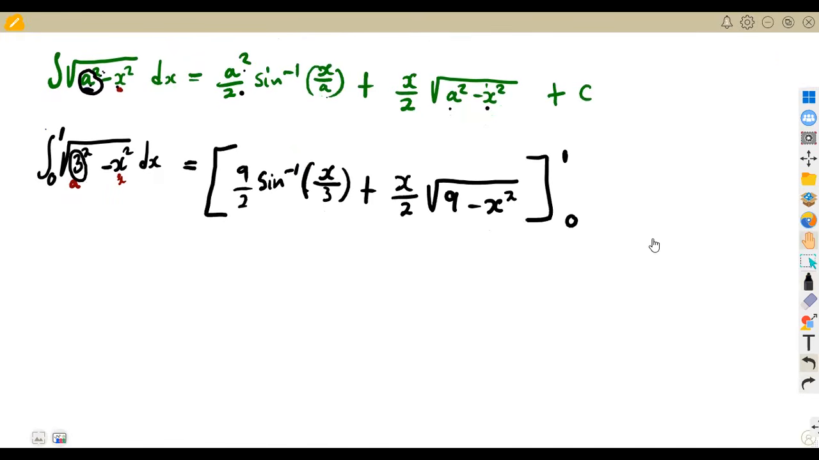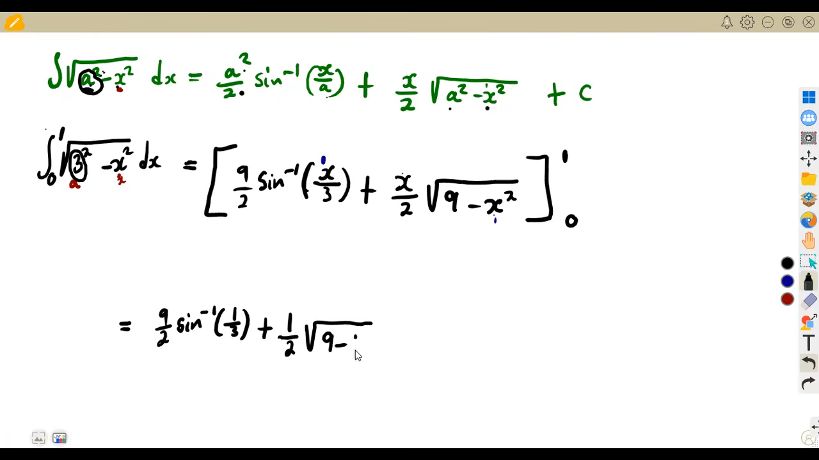We just need to know the basic integrals, how to integrate whatever you're given. In this case, we take the upper limit minus the lower limit. Wherever there is an x, we substitute 1 as our upper limit. So we are going to have 9 over 2 arc sine of 1 over 3, plus 1 over 2 times the square root of 9 minus 1 squared. 1 squared is 1, so it's the square root of 9 minus 1.